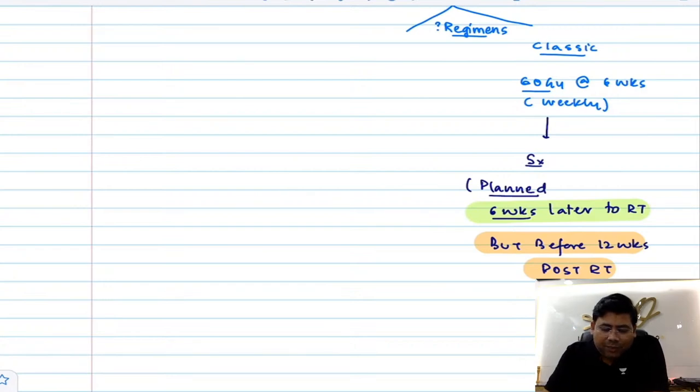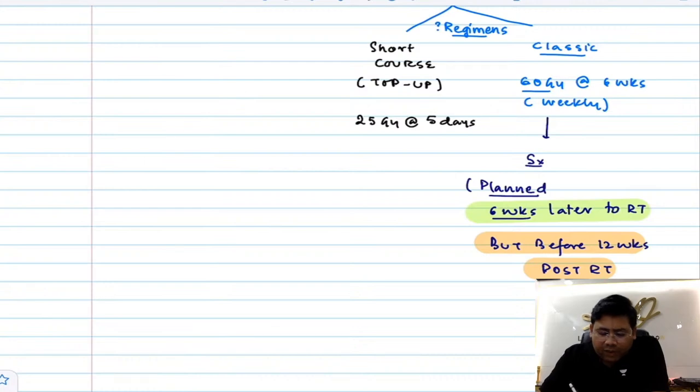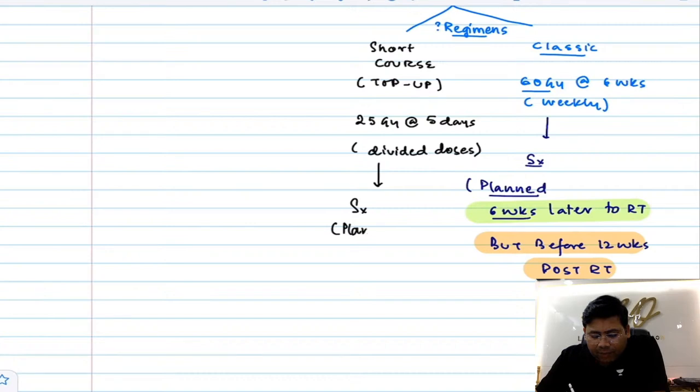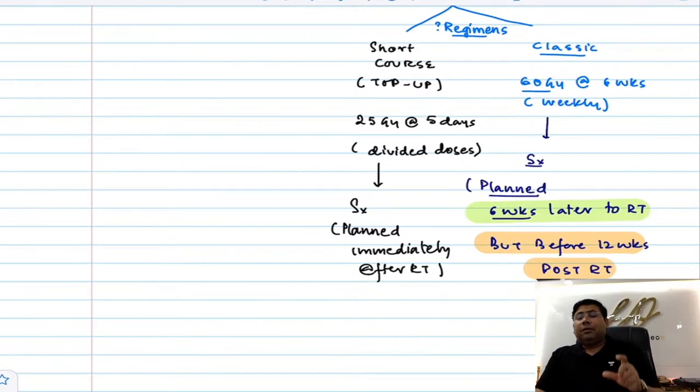The second regimen that you must be thinking of is the top-up regimen. It's a short course, and this short course regimen is also known as the top-up regimen. What is this top-up regimen? 25 grays over 5 days, in divided doses, so 5 grays a day. And the best thing is, immediately after this radiation, you can plan surgery. So this is very important for you to understand that this is a short course which is more popular amongst the patients and the doctors.